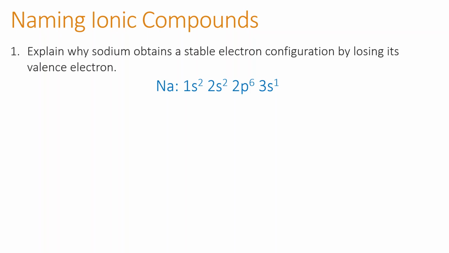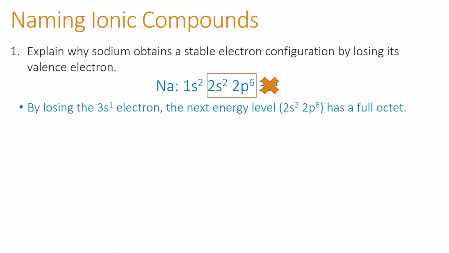So first, let's look at sodium. Sodium obtains a stable electron configuration by losing its valence electron. If we get rid of this 3s1 electron, the next lowest energy level has a total of 8 valence electrons. So sodium is going to get to an octet by losing electrons. The next energy level has an octet, so by getting rid of that 3s1 electron, sodium is able to achieve an octet of valence electrons.